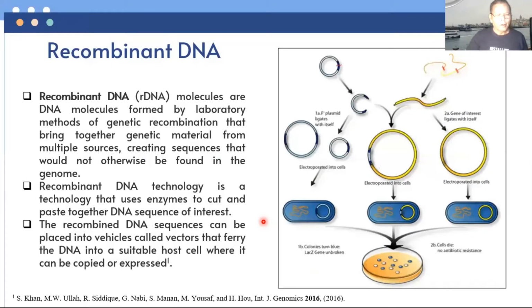Recombinant DNA, or rDNA, molecules are DNA molecules formed by laboratory methods of genetic recombination that bring together genetic material from multiple sources, creating sequences that would not otherwise be found in the genome.